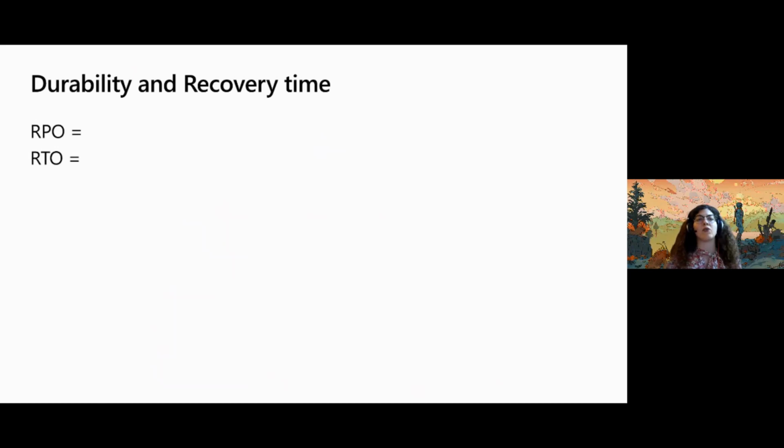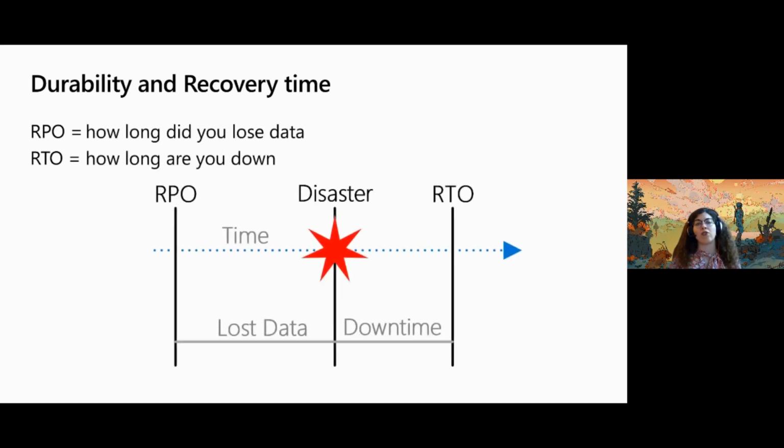So when you design an application, you have to understand what is the RPO and RTO that the application can manage. The RPO is how much data you lose, basically, and the RTO is the time it takes for the system to become available again after a disaster event.